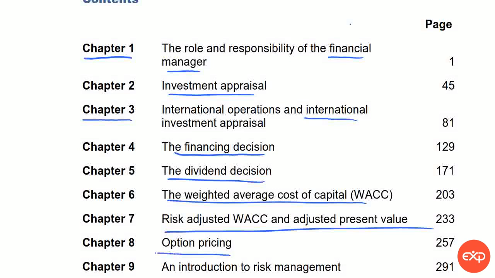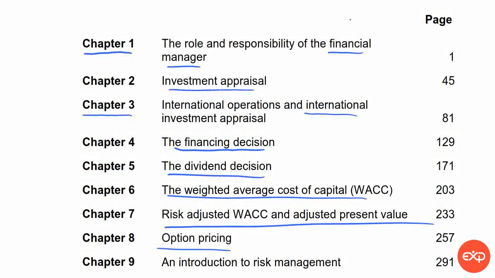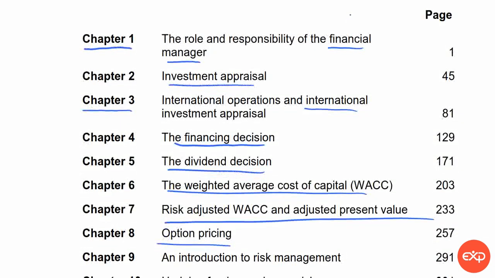There's a theory called the Black-Scholes option pricing model. So we're going to look at that model and try to understand the variables that cause the value of an option to change. Then we come on to risk management.